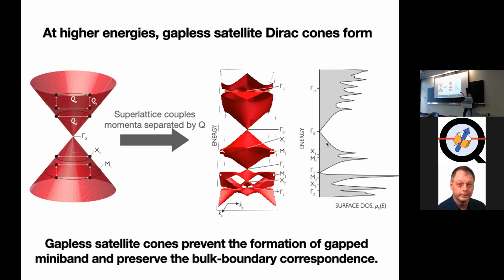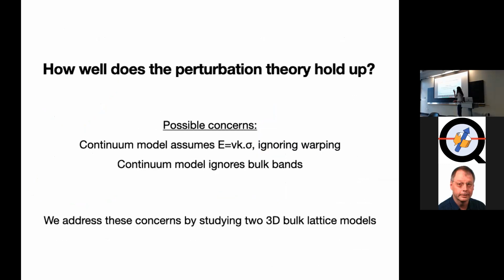And this is again related to the reason we can't get gapped mini bands, because the satellite cones can't gap because they're protected by time reversal. And again, that's the difference between this system and the twisted bilayer graphene system. Okay, so that's our perturbative result. We computed the velocity, and we can also see these satellite cones, and we can track their energy and velocity.